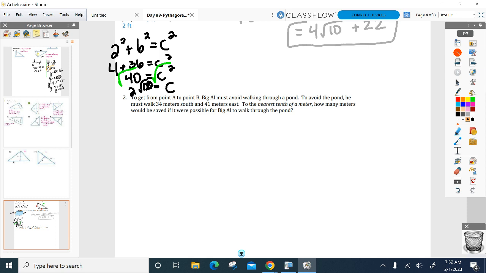Our boy Big Al here. He always makes an appearance in these problems and tests and quizzes, if you haven't noticed. So to get from point A to point B, Big Al must avoid walking through a pond. All right, help me out. 34 meters south.